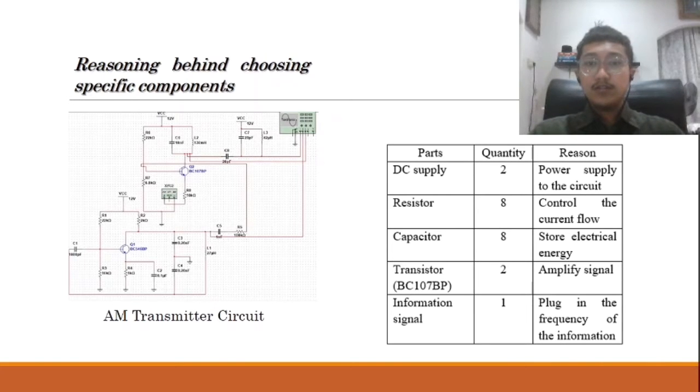For the first part, we use DC supply, quantity 2. The reason is to supply power to the circuit. Second part is resistor, we use 8. The reason is to control the current flow. And the third part is capacitor, quantity 8, to store electrical energy. Fourth part is transistor BC107BP, quantity 2, to amplify the signal. Last but not least is the information signal, to plug in the frequency of the information.